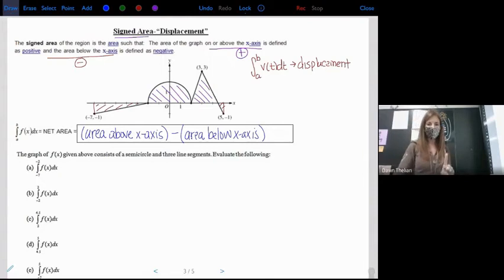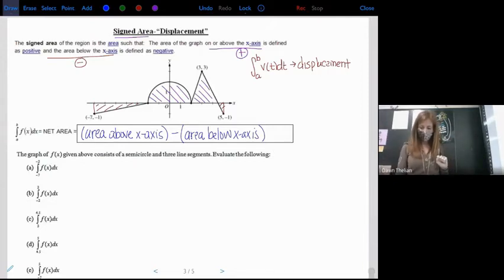When you are calculating the areas for each individual shape, do it in terms of absolute value, like you would in geometry. Just get the area. And then after, if it's below the x-axis, treat it negative. If it's above the x-axis, treat it positive.